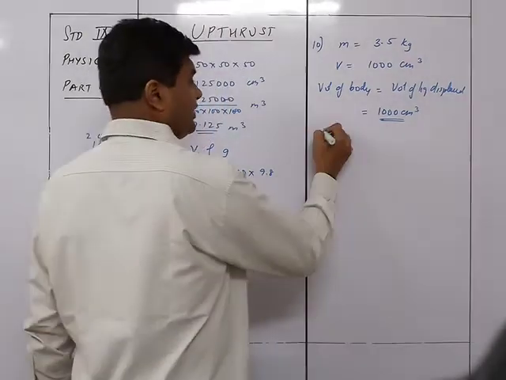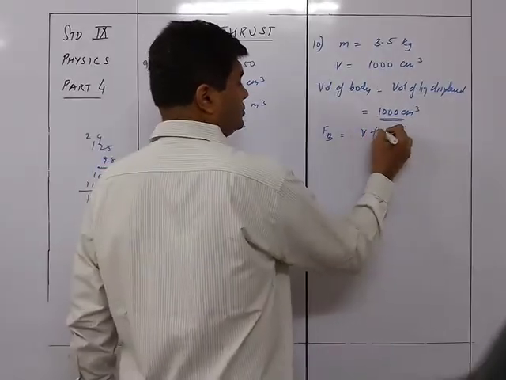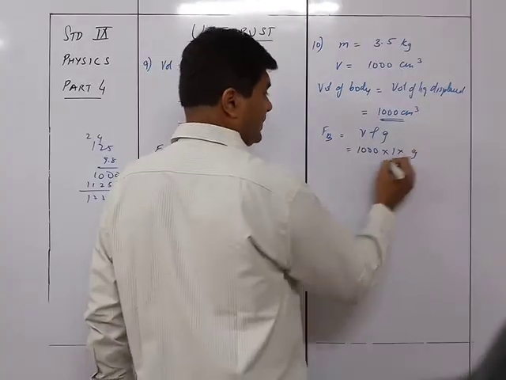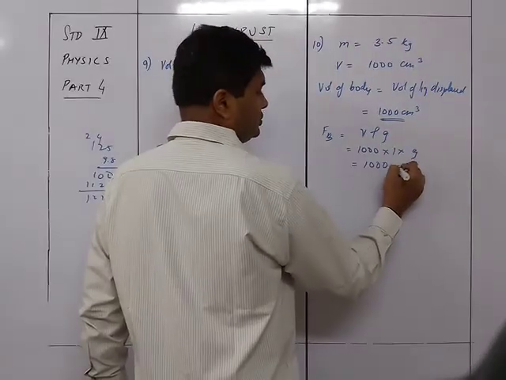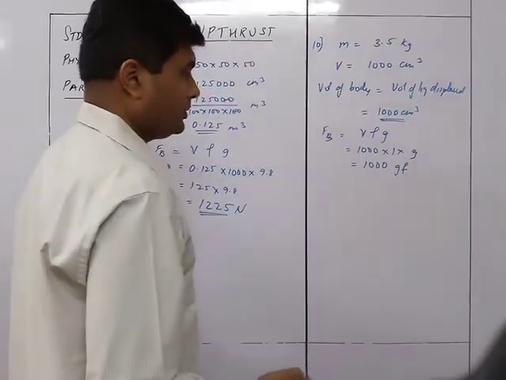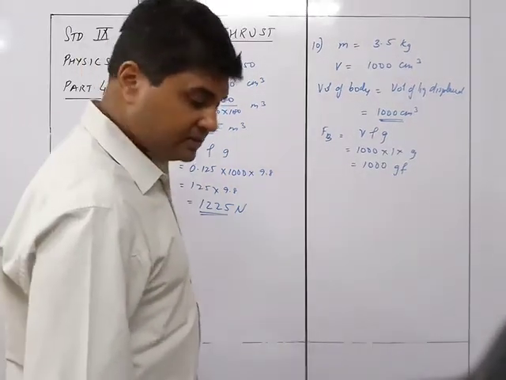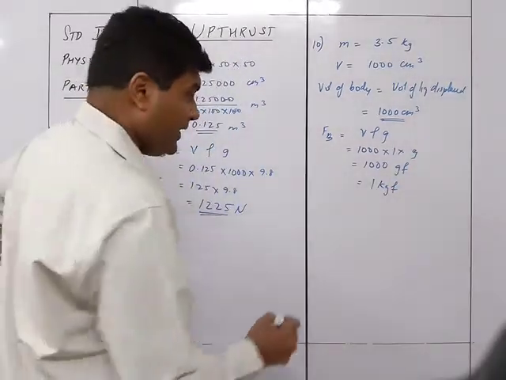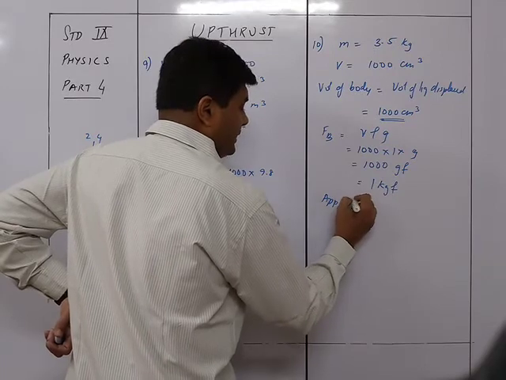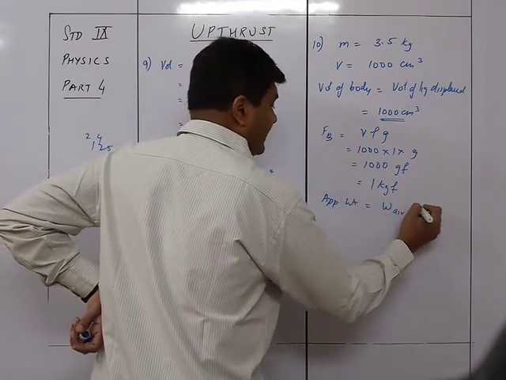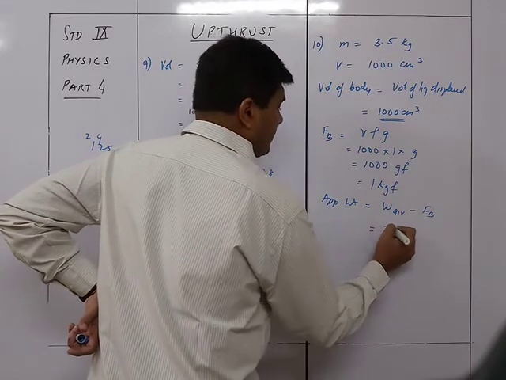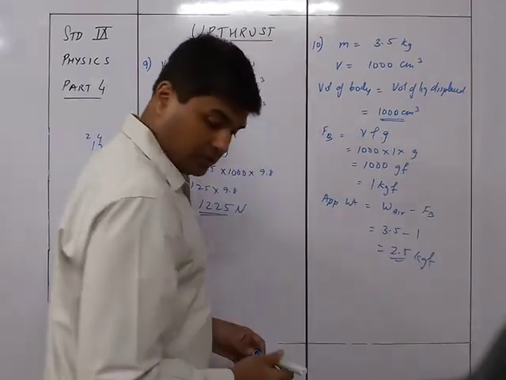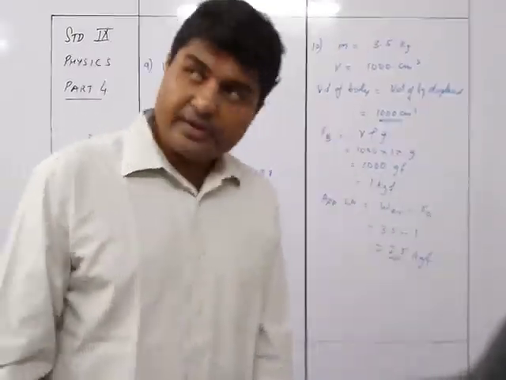We need to find out the upthrust. FB is equal to V rho G, which is 1000 into 1 into G. G is not given, so we'll keep it as G only. That is 1000 GF. Upthrust is 1000 GF, which is nothing but 1 kgf. Third point, apparent weight is equal to weight in air minus FB. So that's 3.5 minus 1, which is 2.5 kgf. So the apparent weight will be 2.5 kgf.